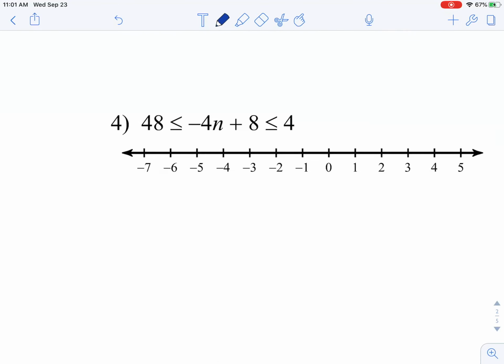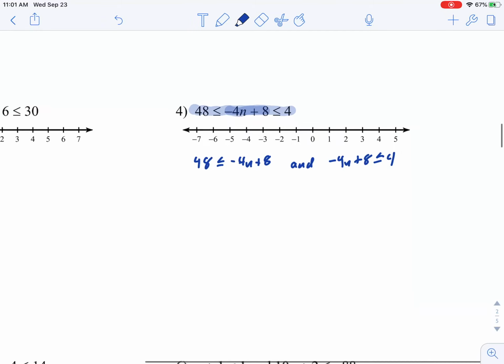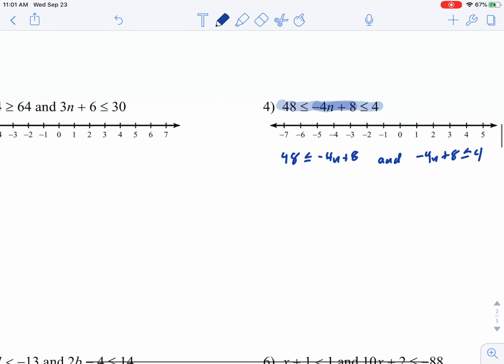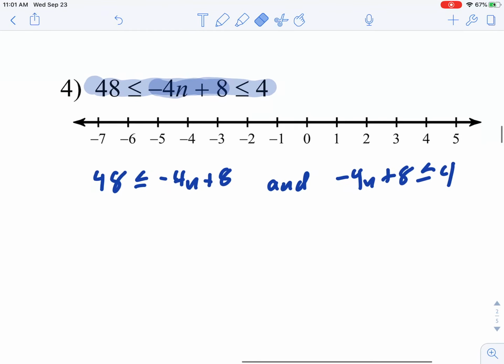Tell you what I'm going to do. I'm going to rewrite this like this, with the word and: negative 4n plus 8 less than or equal to 4. So you can split it up into one inequality like this and another one like that. The only reason I'm doing it this way is so it matches this problem that actually has the word and. I could just work it out as it is. I'm not going to. All right, let's solve this.